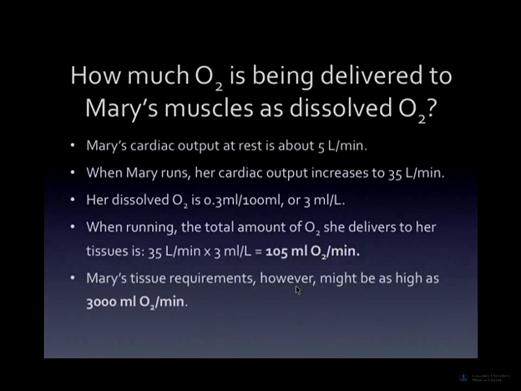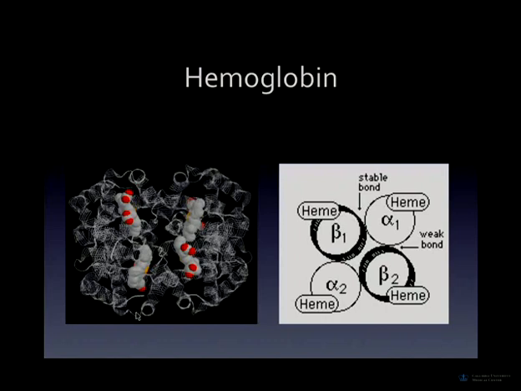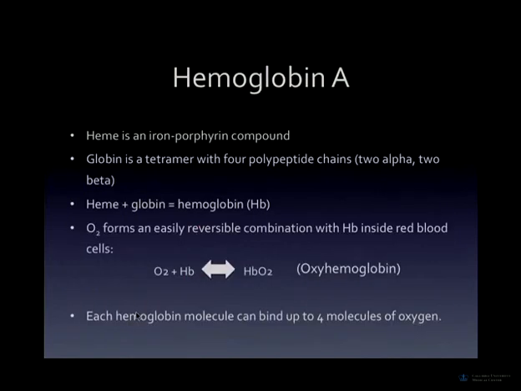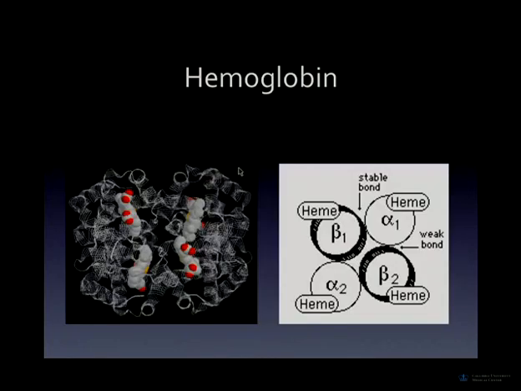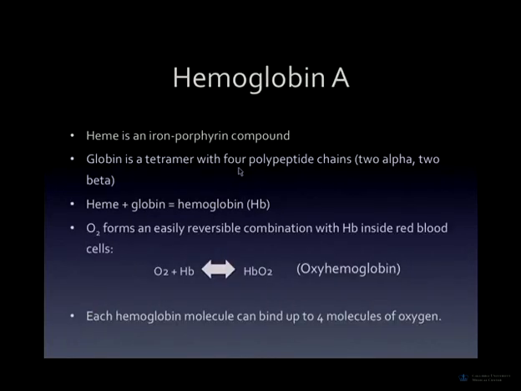That sounds like a lot, except that her tissue requirements are on the order of 3,000 milliliters of oxygen per minute. So clearly there's an additional method needed for transporting oxygen to her tissues. And that's where hemoglobin comes in. We're going to talk only about normal adult hemoglobin, which is hemoglobin A, and defer discussion of pathologic hemoglobin forms like S and C to your hematology section. Heme is an iron porphyrin compound. Globin is a tetramer with 4 polypeptide chains, 2 alpha, 2 beta. Together they form hemoglobin.